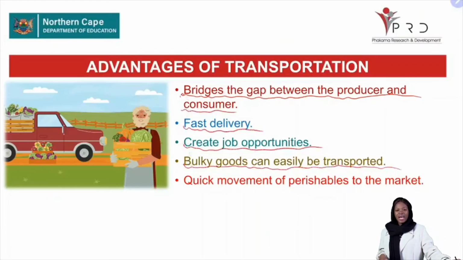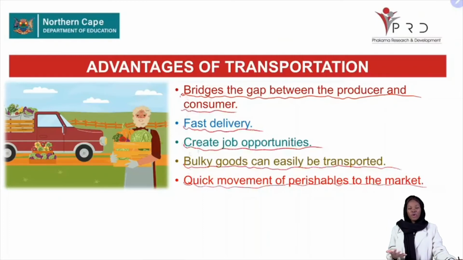Now, the last advantage of transportation, it ensures quick movement of perishables to the market. We know that our agricultural products are subject to perishability. They are subject to spoilage. So it ensures that consumers receive fresh products or products that are of good quality. So these are the advantages of transportation.